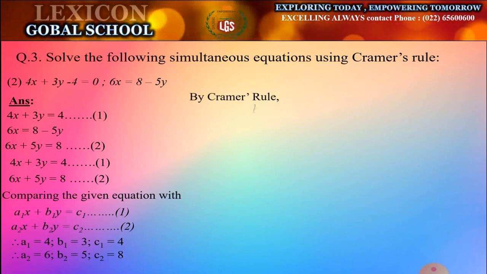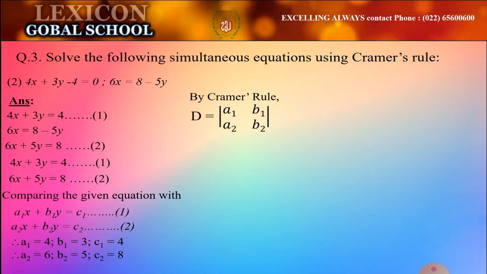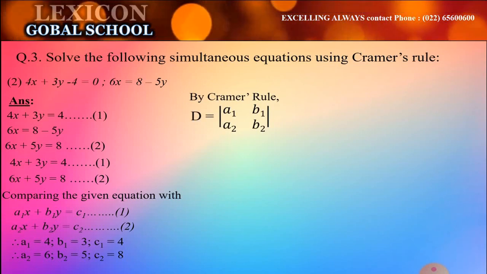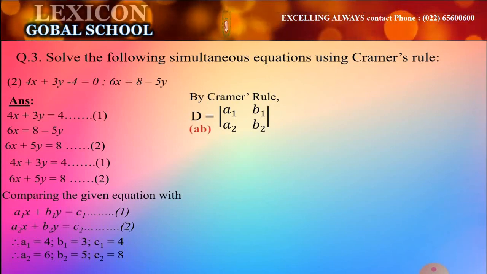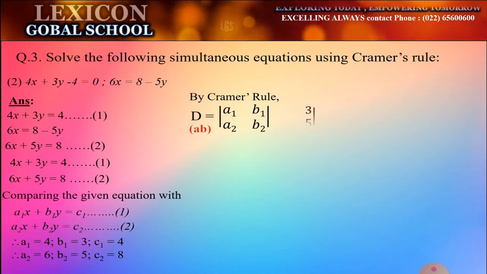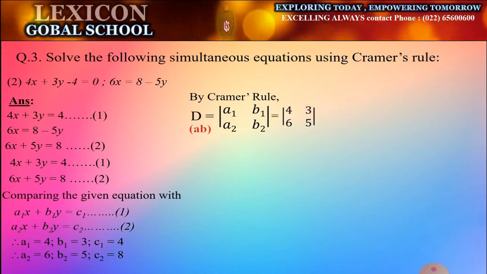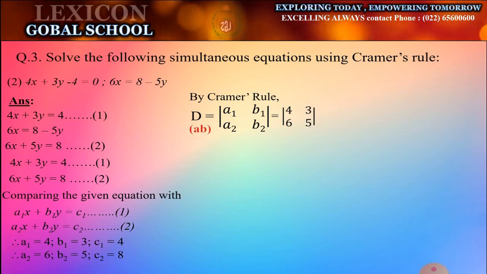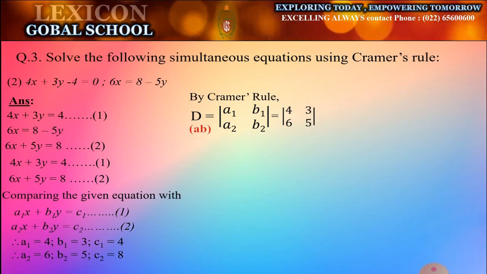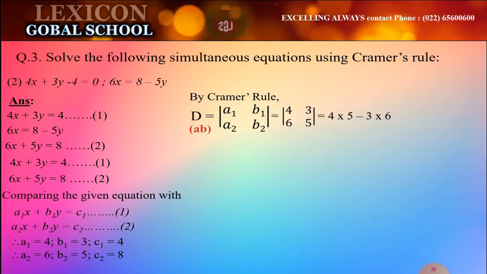Now, by CRAMER'S rule, first we need to find out the determinant, that is D. That is a1, b1, a2, b2. The short formula is AB, that means AB. When you cross multiply, substitute the values of a1, b1, a2, b2. So a1 was 4, b1 was 3, a2 was 6, b2 was 5. When you cross multiply, you get 4 into 5 minus 3 into 6.